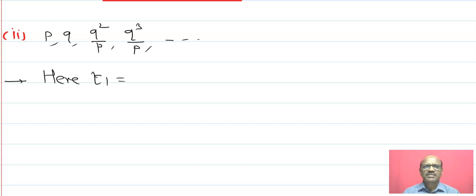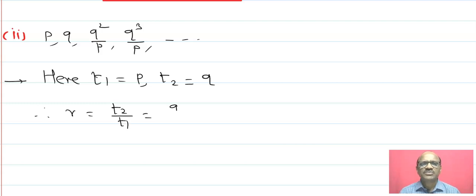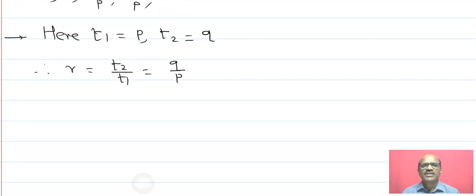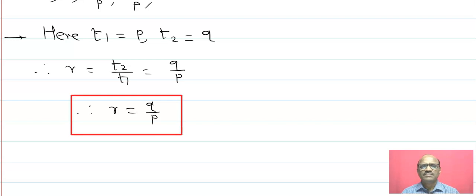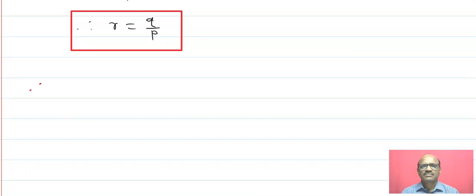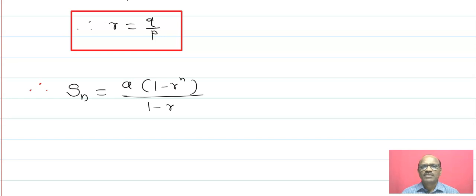Now, second example: p, q, q square upon p, q cube upon p square, and in this way. Here T1 is p, T2 is q. Therefore, r is equal to T2 upon T1, that is q upon p. Therefore, Sn is equal to a times (1 minus r raised to n) upon 1 minus r.